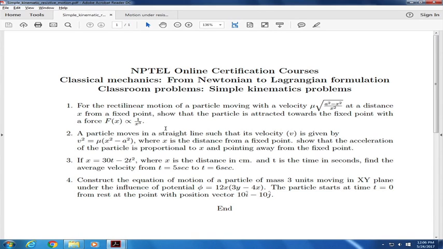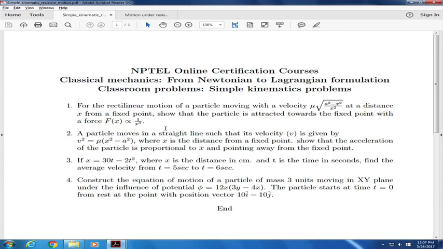The problem says, for the rectilinear motion of a particle, the particle is moving with a velocity mu times root over s square minus x square by x square at a distance x from a fixed point. Show that the particle is attracted towards the fixed point with a force which is proportional to 1 by x cube. So, essentially what is given here is velocity as a function of x from a fixed point. Let us assume that the fixed point is the force center.